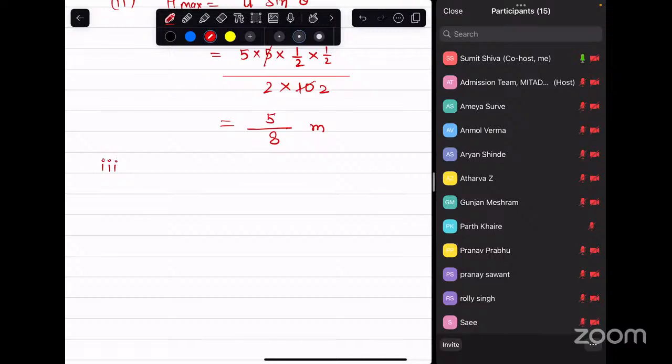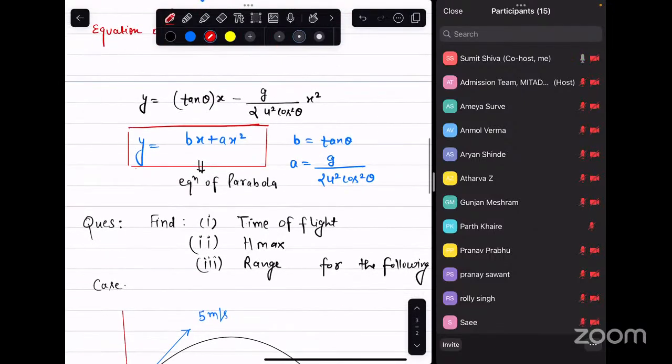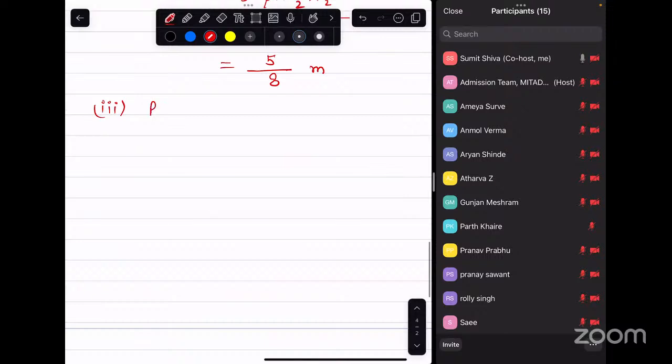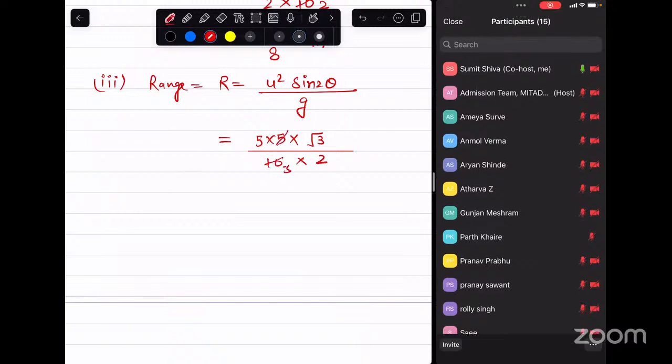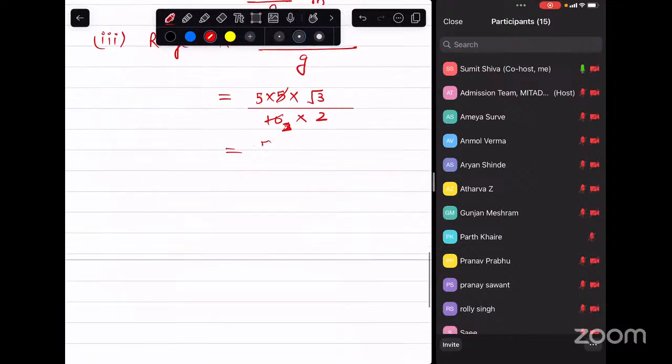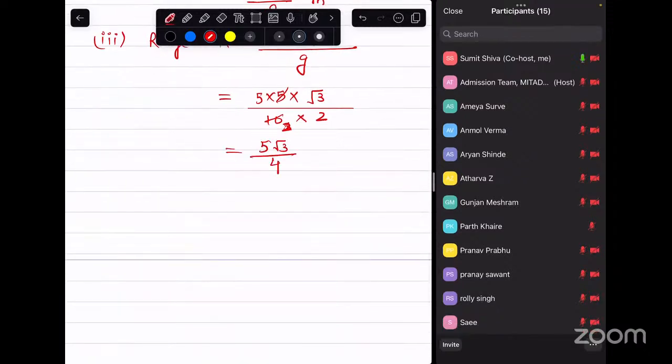Third is range. So range R can be given as u square sine 2 theta divided by g. What is the value of u? 5 into 5 into sine 2 theta. Theta is 30, so sine 2 theta will be sine 60, which is root 3 by 2. Root 3 by 2 into g, so this will be twice. And finally the answer will be 5 root 3 divided by 4.